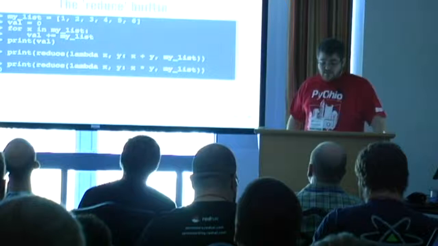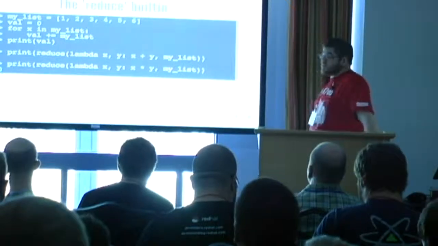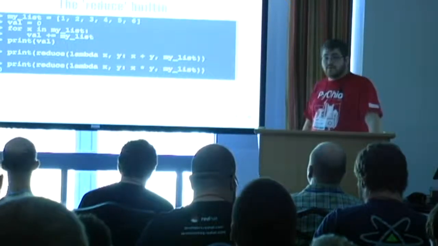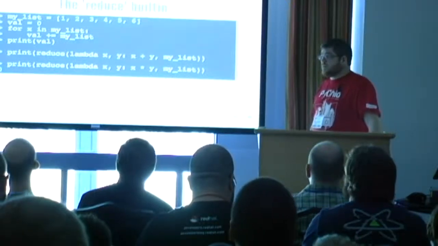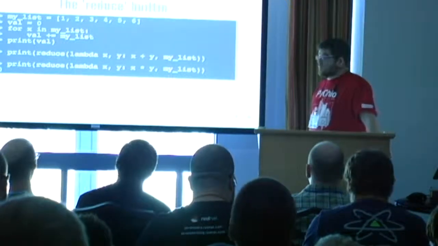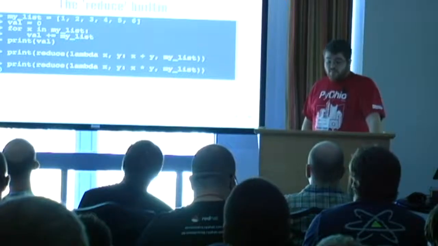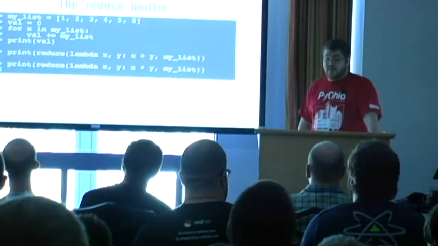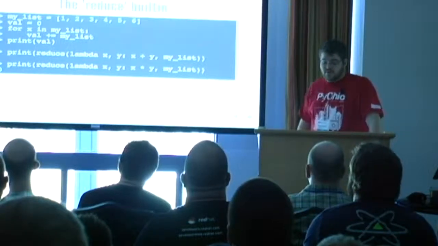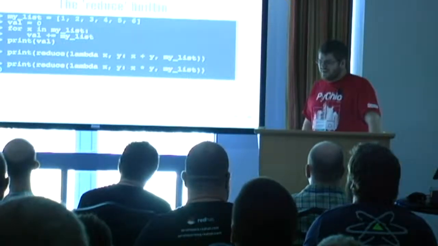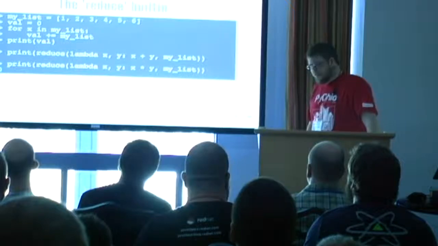Here's the reduce built-in. So reduce, you actually have to import in Python 3. It's not available by default. I think they changed it. Was it 3 or 3.2 or 3.3? Somewhere around there. They removed it from being a built-in where it's just always available to being something you have to import, which I believe is part now of the iterators or the collections library.